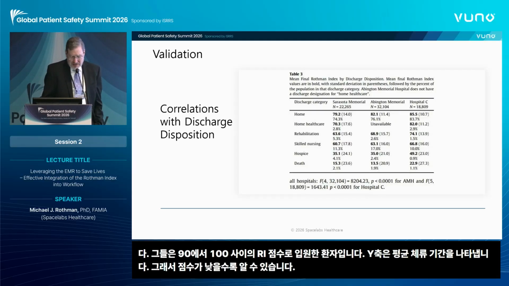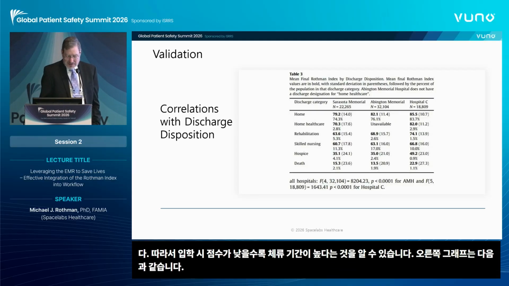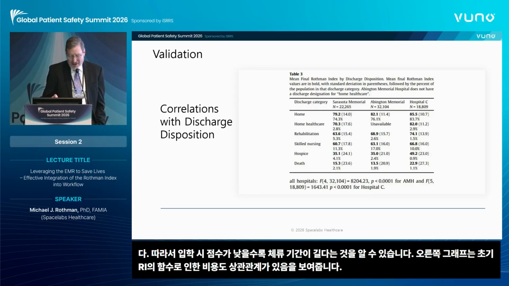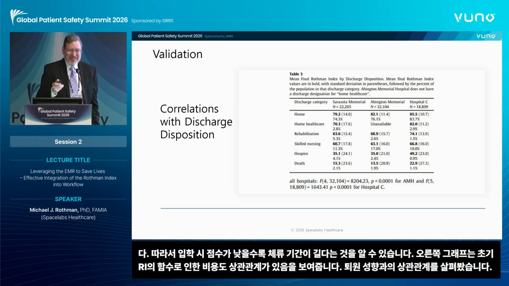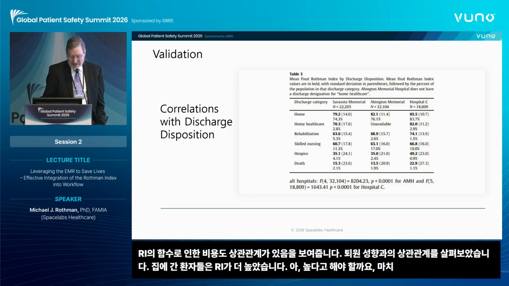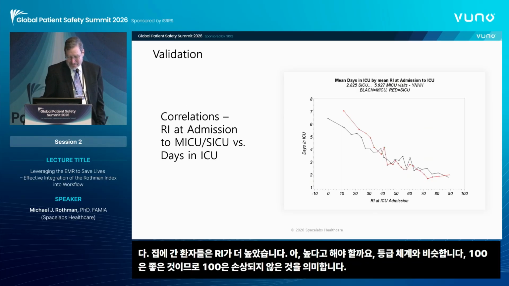We looked at correlations with discharge disposition. Those patients who went home had a higher RI. Oh, I should say, it's like a grading system. 100 is good. So 100 means unimpaired. The lower the score, the sicker you are. So discharge to home had a higher score than home health, than rehab, and so forth.